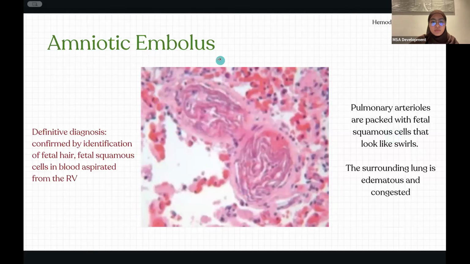Now moving on to amniotic embolus. How does this come about? So it usually happens due to rupture of the amniotic sac or rupture of the uterine arteries. When there's rupture of either one of them, the amniotic fluid enters the maternal circulation. If it's due to rupture of the amniotic sac, it goes there via the uterine arteries and can occlude the pulmonary arterioles. As you can see here, they are packed with fetal squamous cells and they look like swirls, and the lungs would appear edematous and congested. For definitive diagnosis, you could see fetal hair and fetal squamous cells in the blood from the right ventricle.